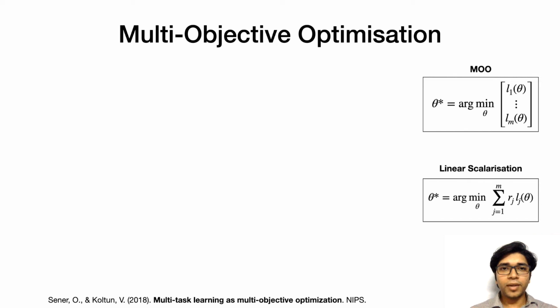The weighted addition of losses is called linear scalarization, which forms a single objective for training the model. In 2018, Sener and Koltun used a multi-objective optimization approach for multitask learning and empirically found it to be better than the linear scalarization approach. In multi-objective optimization, the objective function is vector valued.